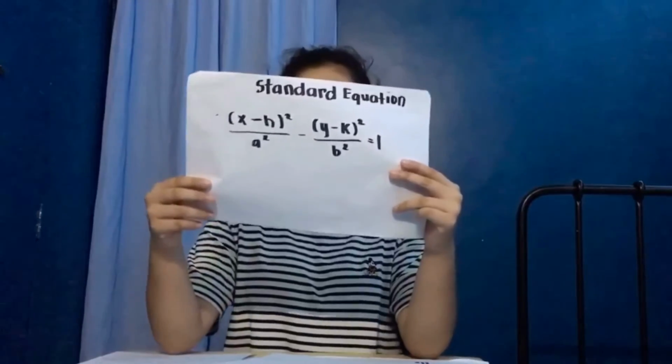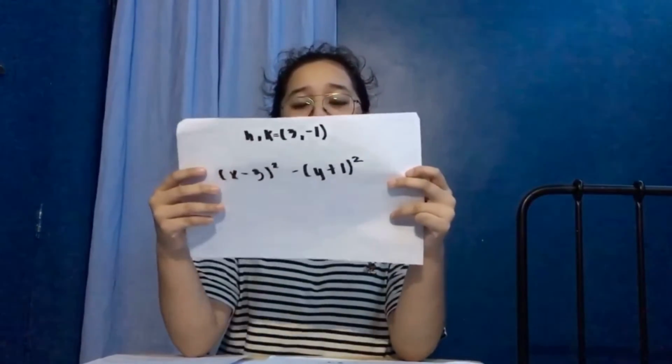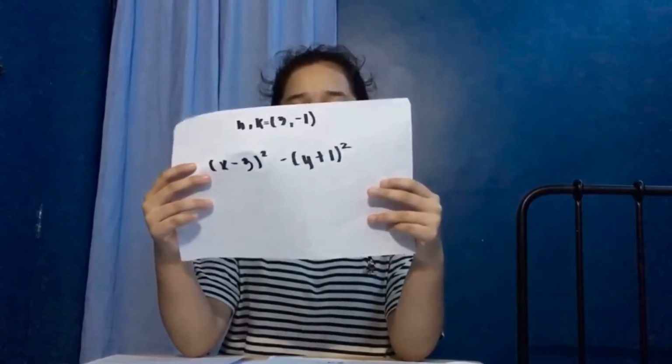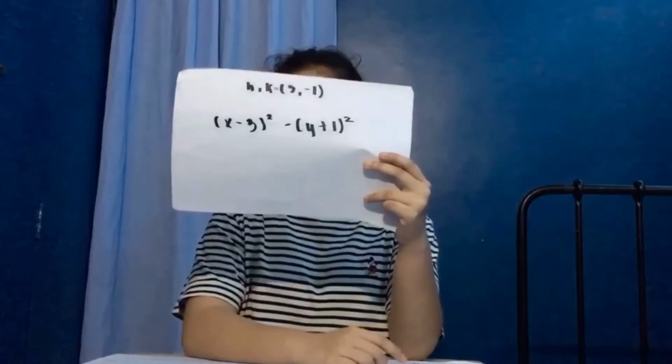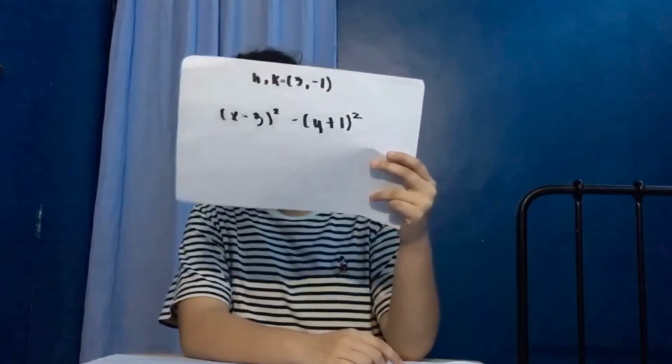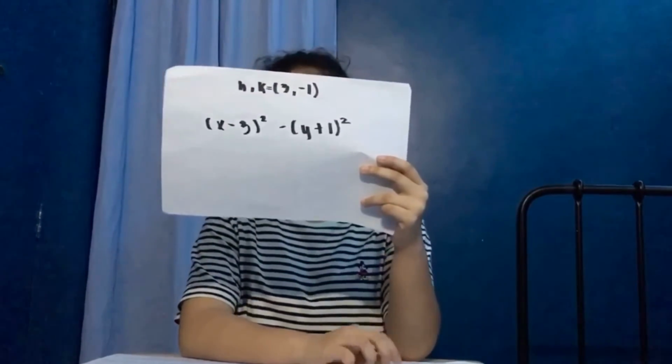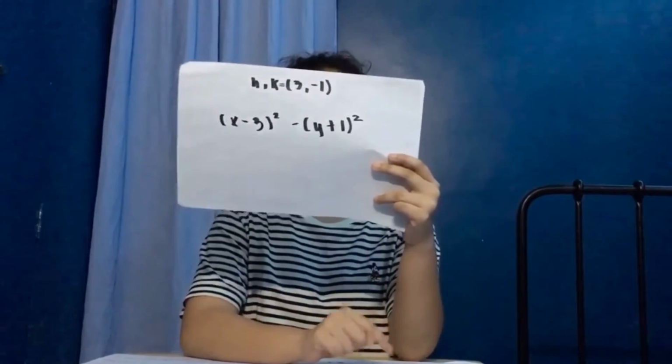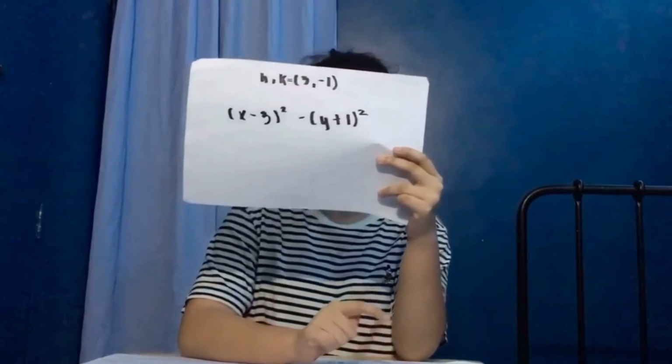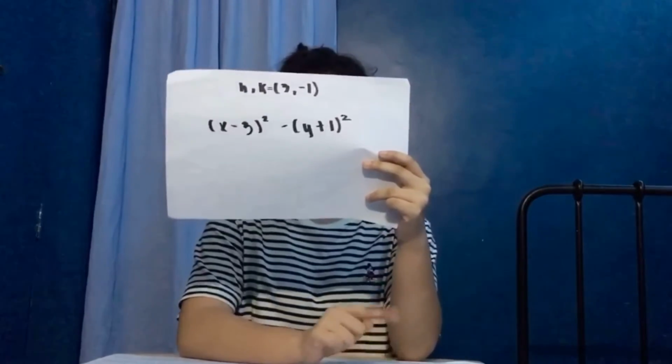So, how do we get it? Basically, this is the standard equation. This is the equation whose center is at (3, -1). I distributed 3 and -1 to h and k, which results in (x minus 3) squared minus (y plus 1) squared. It becomes positive 1 because based on the standard equation, the given sign is negative, and negative minus negative is positive. That's why it becomes positive 1.